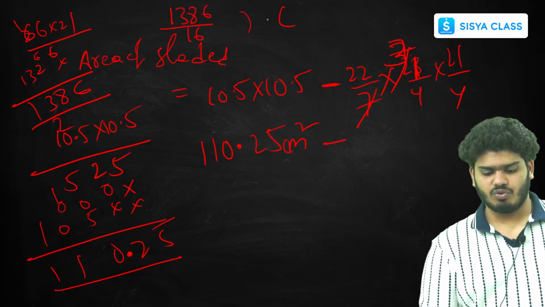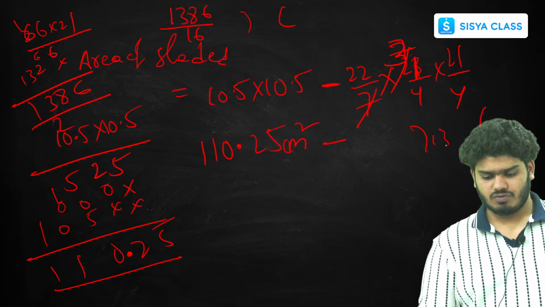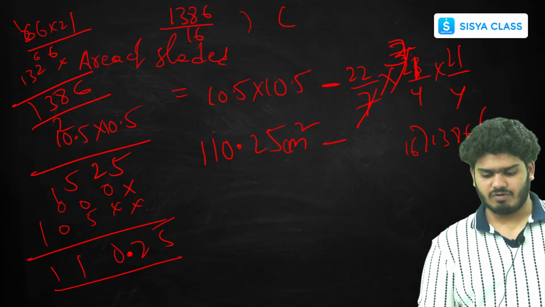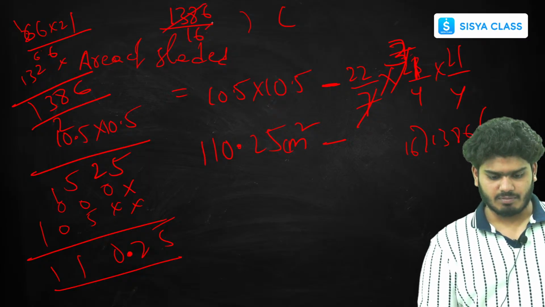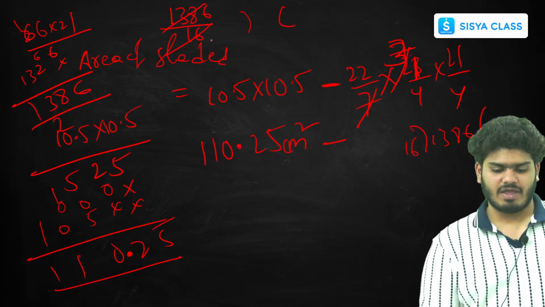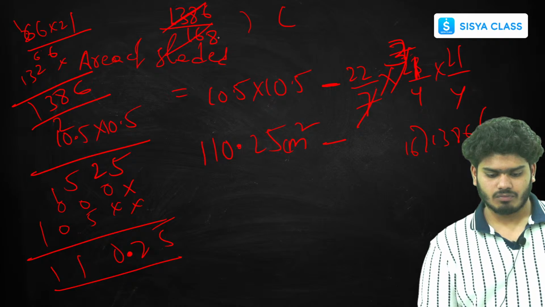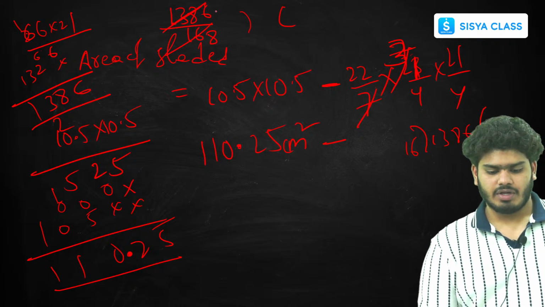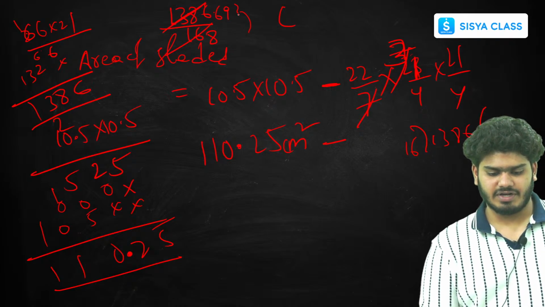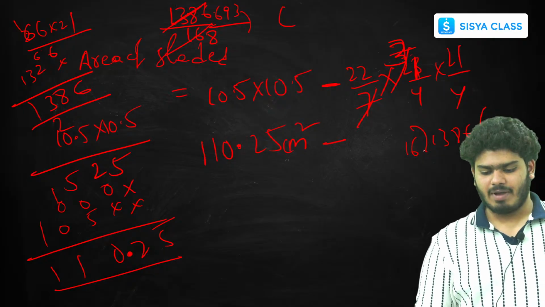So 1386 divided by 16. If you do the division of that, so 1386 divided with 16, it will be like how many times in the 2 table. So we will be simplifying easily with 8 here, so 8 times, in the 2 table, 8 gives 693 times. So 693 divided by 8.